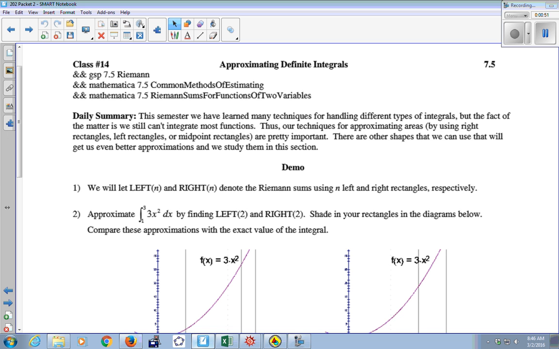Okay, so this semester we've learned many techniques for handling different types of integrals. But the fact of the matter is we still can't integrate most functions. Most functions are not in a nice enough form where u substitution or by parts or partial fractions or trig substitution will help us. So our techniques for approximating areas by using rectangles are pretty important. And then there are other shapes that we can use that will also give us even better approximations, and we're going to study them in this section.